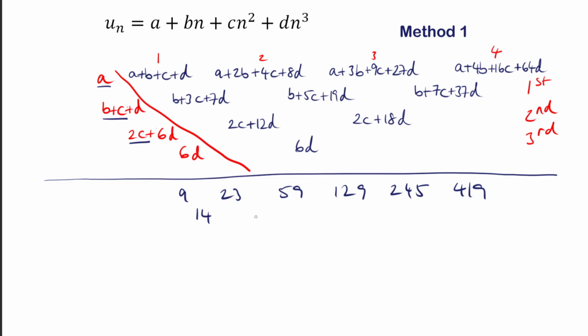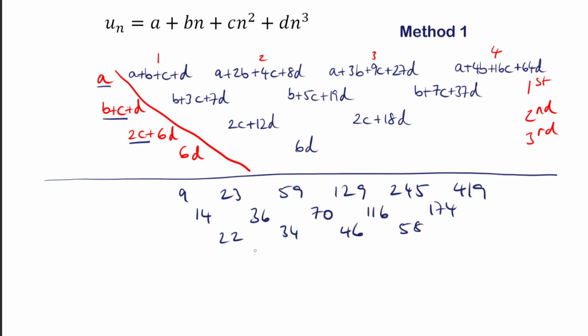59 take away 23 is 36, and so on. I'll just fill in. These are the first differences. Okay, so the first differences are all different, so it's not linear. Let's look at the second differences. So this is actually 22, 34, 46, and 58. So all the second differences are different, so it's not a quadratic.